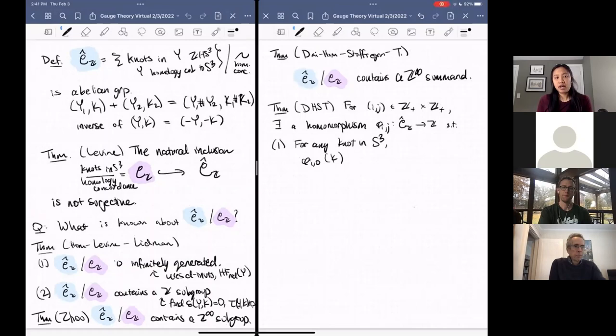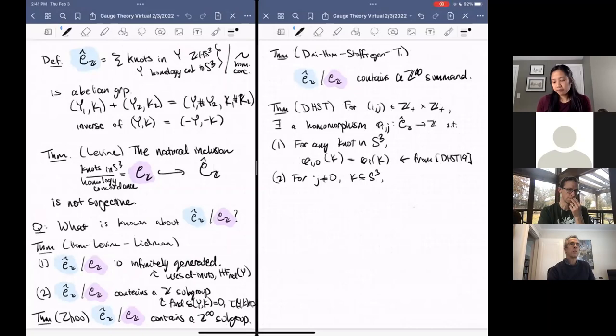if we evaluate phi i zero on the knot, this agrees with the phi i invariant from knot Floer homology that appeared previously in a prior paper. And moreover, for j non-zero, and also the knot is in S3, the phi ij invariant will vanish. Thus, if we take phi ij, we can define homomorphisms from the quotient group of homology concordance modulo knots in S3 to the integers, where j is non-zero.